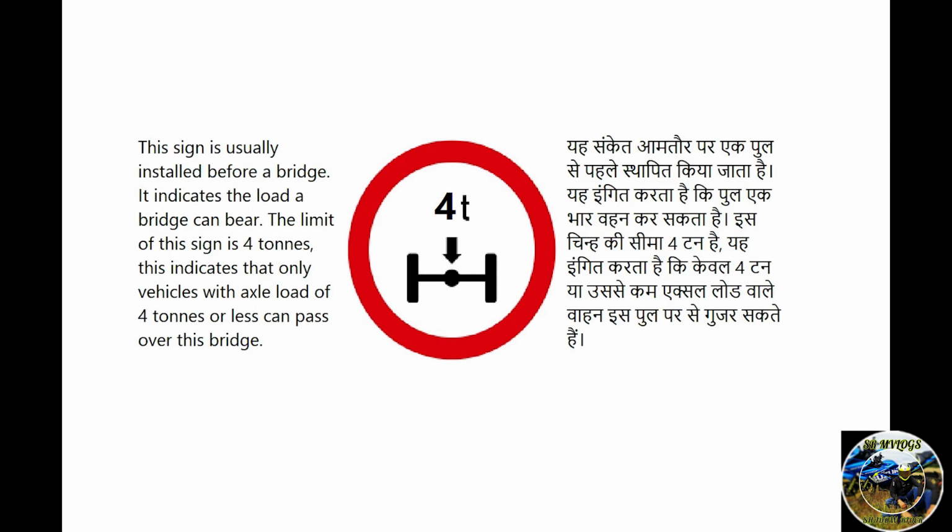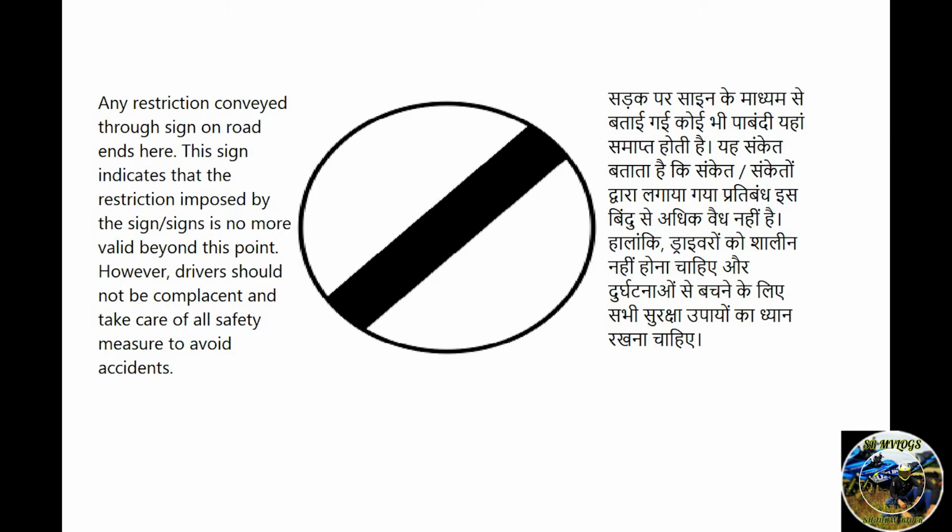This indicates that only vehicles with axle load of 4 tons or less can pass over this bridge. Any restriction conveyed through sign on road ends here. This sign indicates that the restriction imposed by the signs is no more valid beyond this point. However, drivers should not be complacent and take care of all safety measures to avoid accidents.